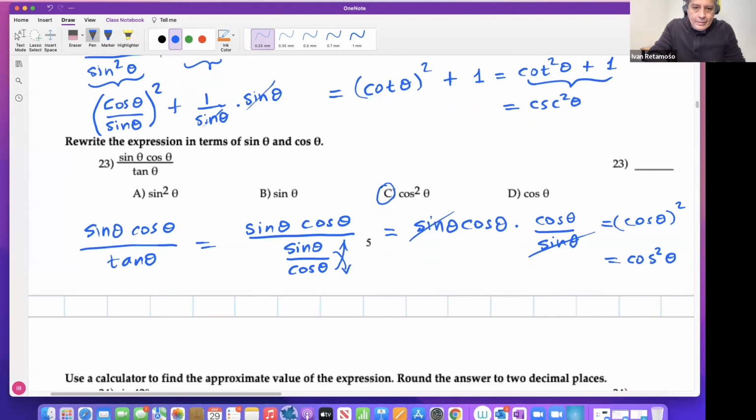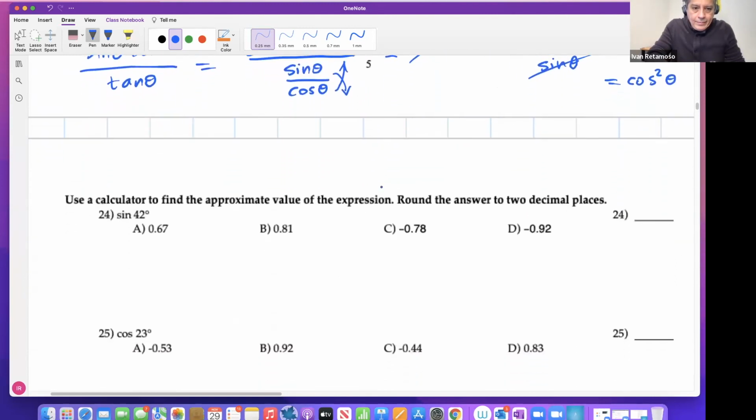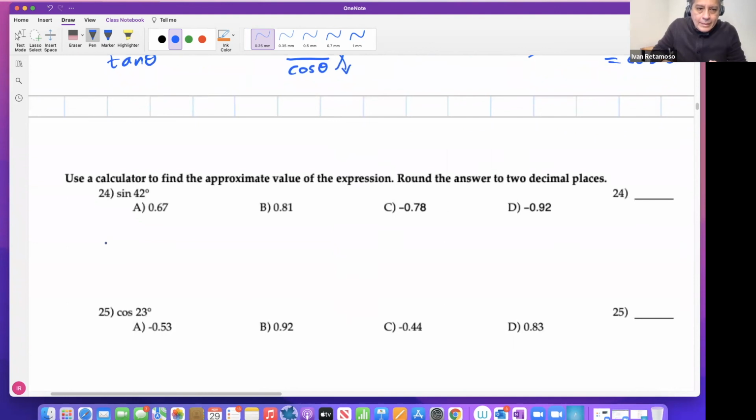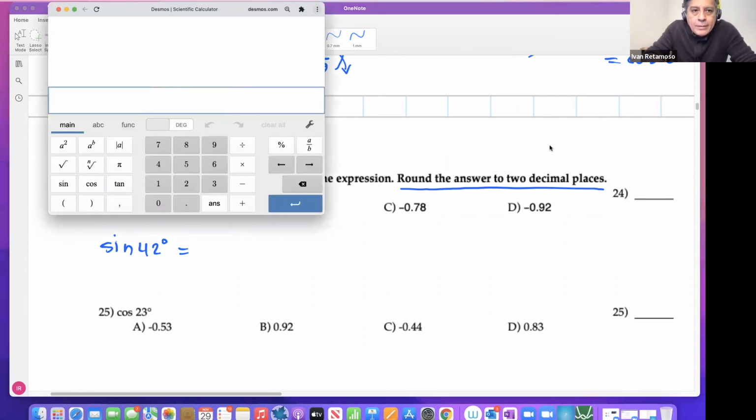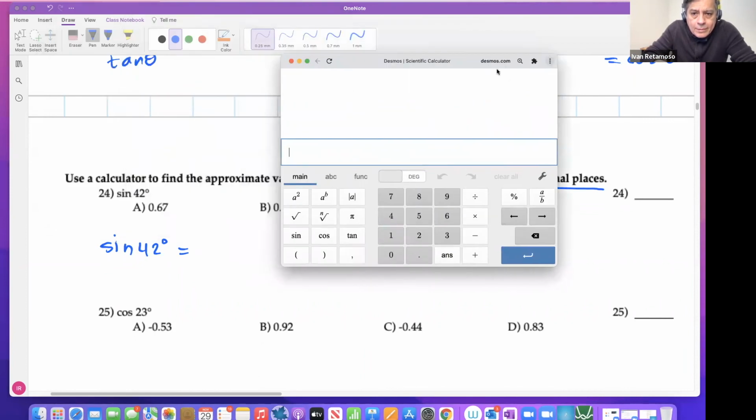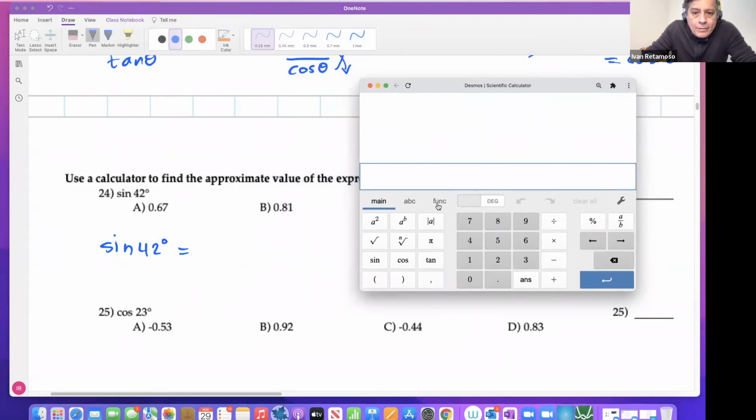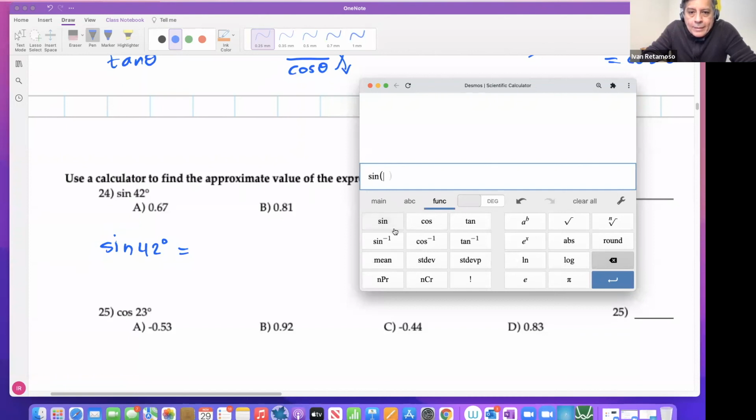Then they are checking here on your knowledge about computing these guys using the scientific calculator and rounding it, right? Yeah, let me show you quickly this. Sine of 42 degrees, how you get it in the calculator. And once you get it, you should round it to 2 decimal places, okay? Let's do it. So you bring out your scientific calculator. I strongly recommend you to use this Desmos scientific calculator. You go to functions, look for sine. Sine is there, right? And then you're gonna write inside parentheses here 42 degrees. But now be careful here.